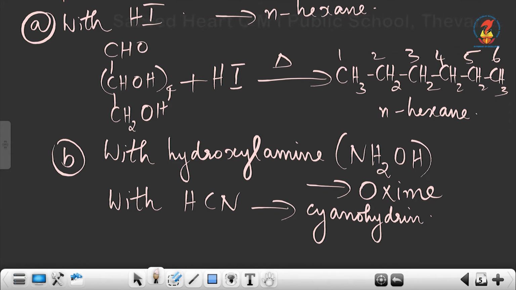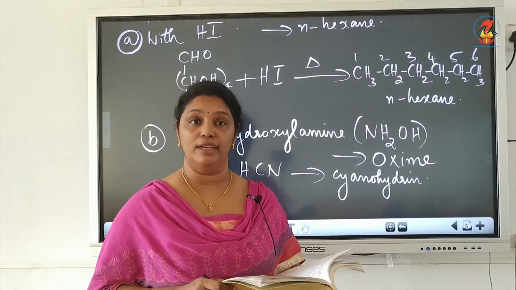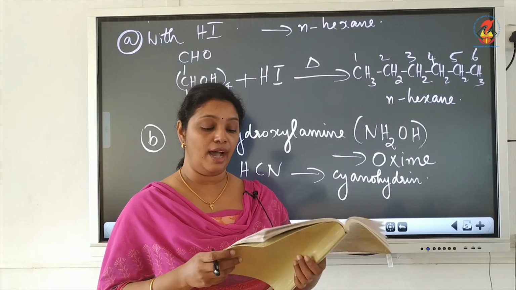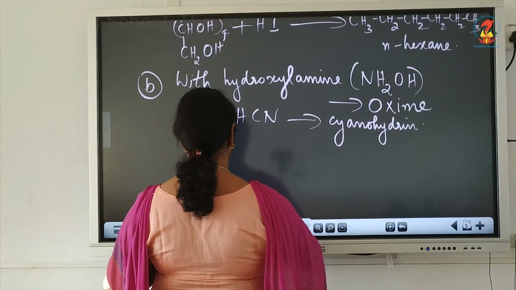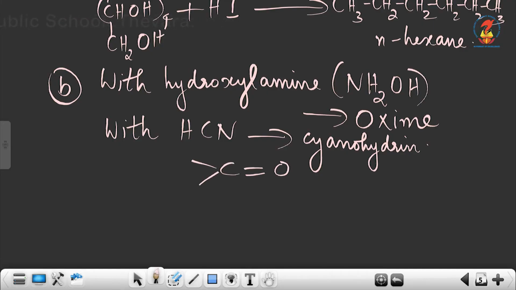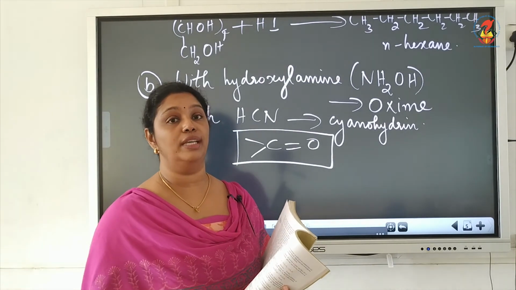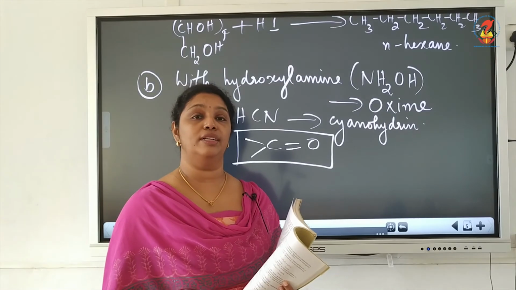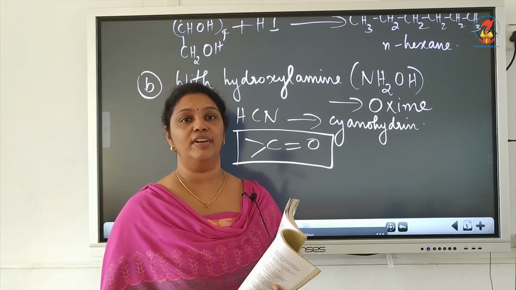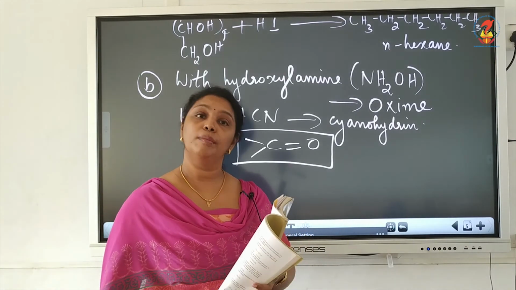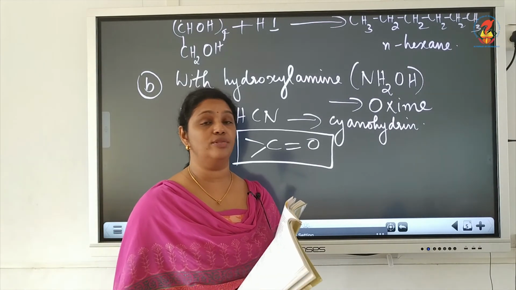So what do these reactions confirm? These reactions confirm the presence of a carbonyl group in glucose. Carbonyl group means C=O. So the presence of C=O group is confirmed by these reactions. That is, glucose reacted with hydroxylamine to give the product as oxime, and it reacted with hydrogen cyanide to give cyanohydrin. These are the reactions given by carbonyl group, means both aldehyde as well as ketone give these reactions.